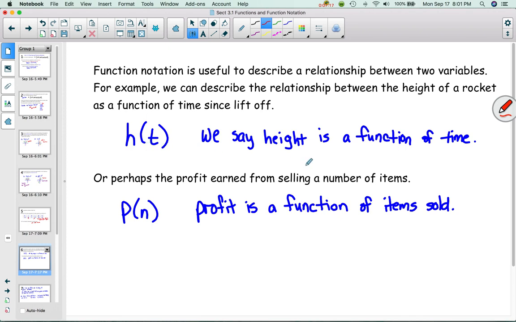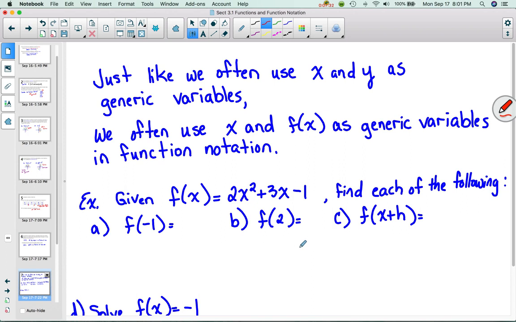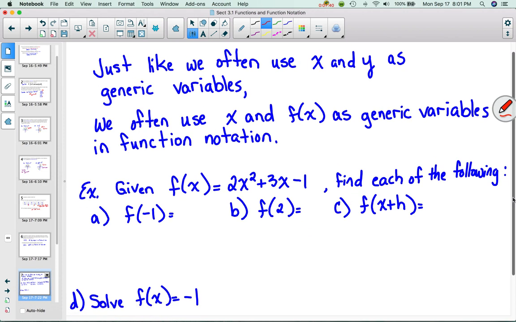Or perhaps the profit earned from selling a number of items. You might use p of n, where profit is a function of items sold. So it just gives us a little bit more information about the variables than just using an x and a y. So just like we often use x and y as generic variables, we often use x and f of x as generic variables in function notation. So you'll see that used quite frequently.